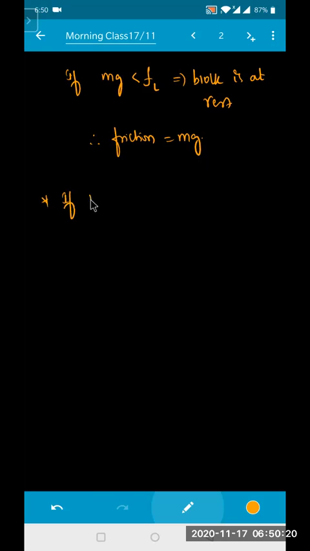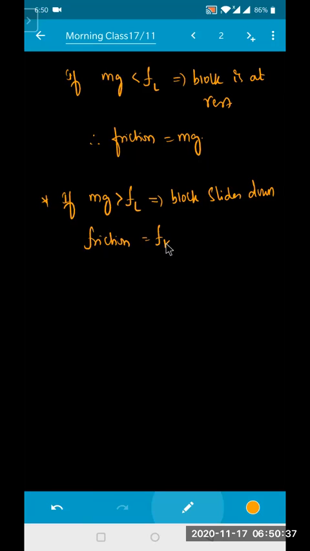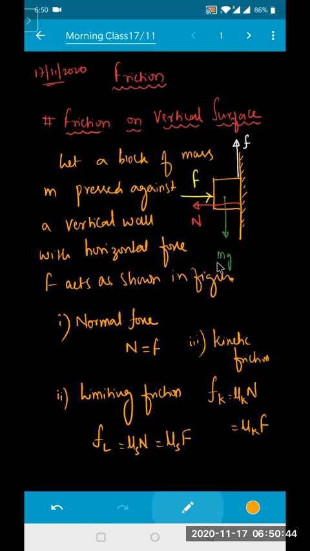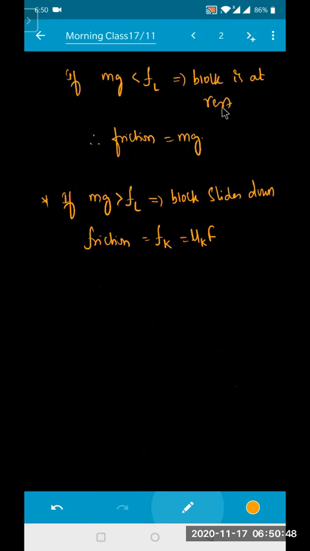In the same way, the opposite case. If your mg is greater than limiting friction, then what happens? The block slides down, so the block will slide in the downward direction. That means at that time, what will be the friction, beta? Friction will be kinetic in nature, and that will be equal to mu k into your capital F. So what will be the relation? As the body is moving in the downward direction, force is mg in the downward direction, frictional force in the upward direction. So how do you write the equation right now here?